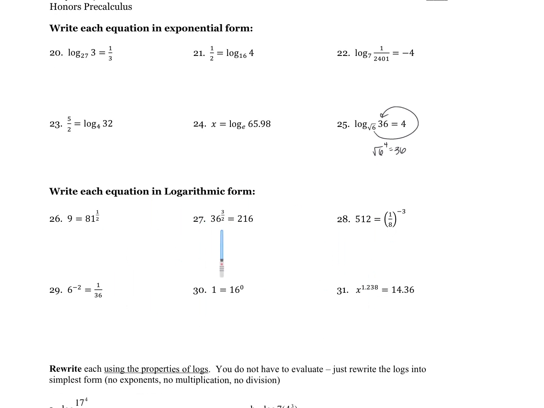Let's go do, say, 27. What's my base here? 36, because it's the thing to the exponent. This is considered a base. So if I'm going to start at the base, go around the equal sign, hit 216, and then end at the last thing used.